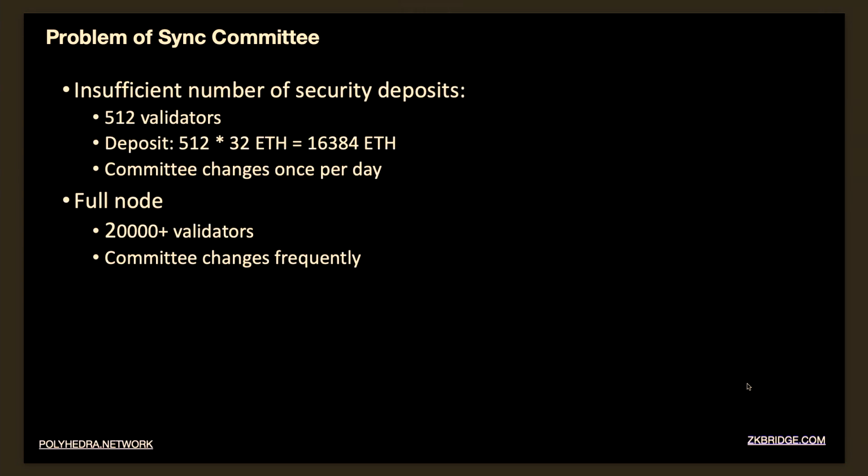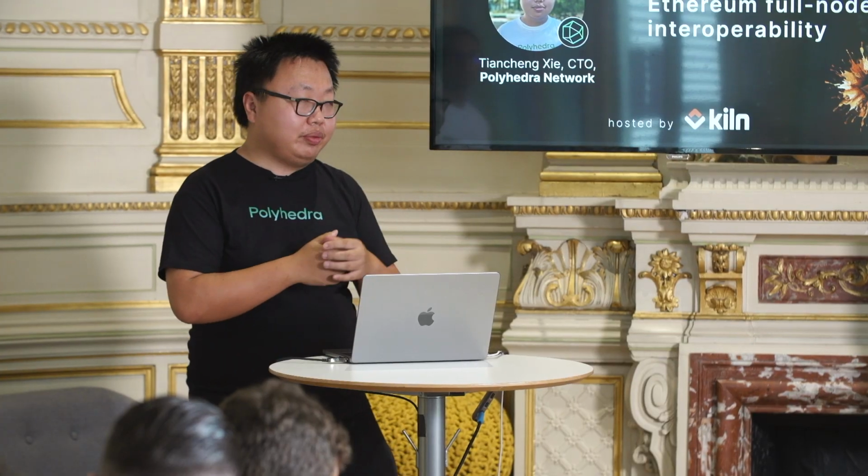Another issue is, if you look at the size of the sync committee, it's fairly small. Only 512 validators are in charge for the whole day. They rotate every 27 hours, and their total deposit is only about 16,000 Ethereum. If you compare it to our bridge volume, the current bridge volume in Ethereum is 20 times larger than this deposit. So they have an incentive to attack bridges. And if they do, all of the bridges will collapse.